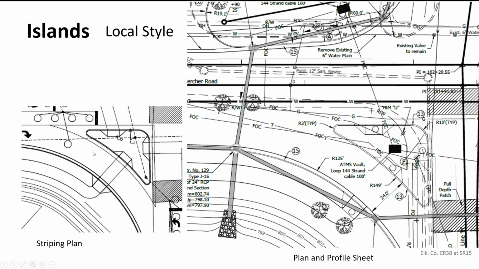So here's our turning roadway. Here's the striping plan. There is white striping all the way around it, delineating that off. And this one's being used both as a channelization island and also as a pedestrian refuge. You can see the crosswalks coming across through there. You don't see the striping here because this doesn't show striping on the plan and profile sheet. You have a separate sheet in the plans that shows that.